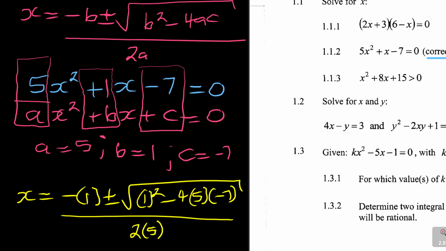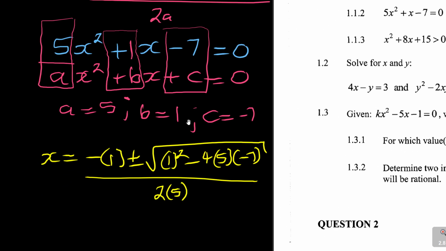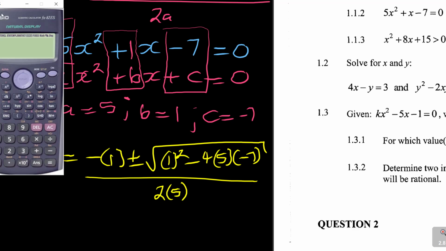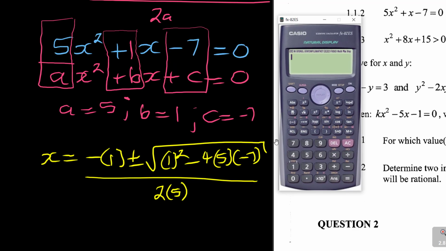And then they say you must give this answer correct to what? 2 decimals. I'll show you that you can just do that quickly, even by setting your calculator already. But let's first do it. It's a fraction: negative bracket 1 plus square root, start with a positive, bracket 1 squared minus 4, my a is 5, and then my c is negative 7, right? And everything divided by 2, bracket 5.